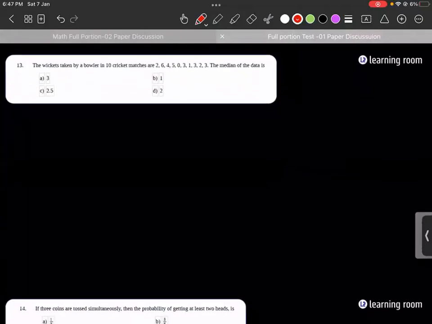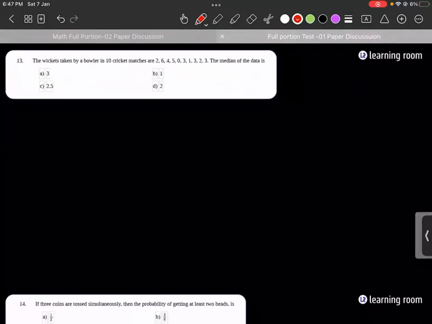So the wickets taken by a bowler in 10 cricket matches are 2, 6, 4, 5, 0, 3, 1, 3, 2, 3. The median of the data is. So what is the answer?